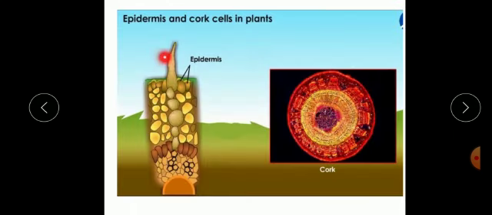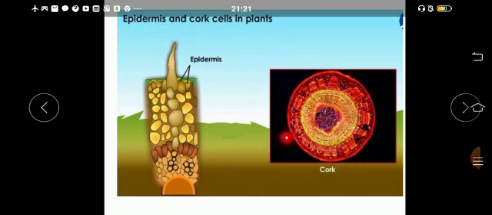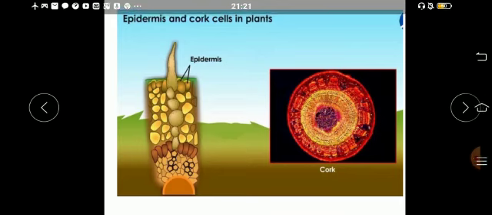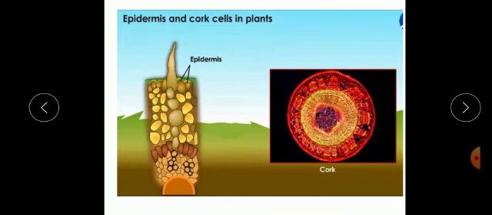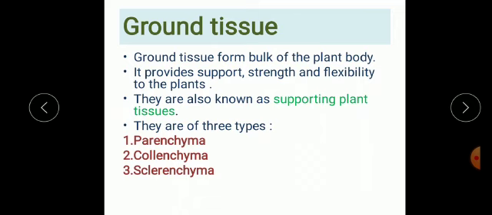You can see over here epidermis forming the outer layer of the plant body. Similarly, cork. So, epidermis and cork both are referred to as protective tissues. Ground tissue. Ground tissue forms the bulk of the plant body. It provides support, strength and flexibility to the plants. They are also known as supporting plant tissues. They are of three types, parenchyma, collenchyma, sclerenchyma. We will study each one by one.